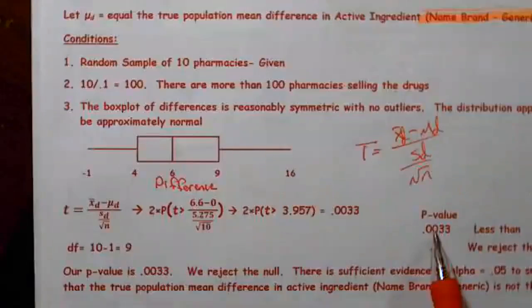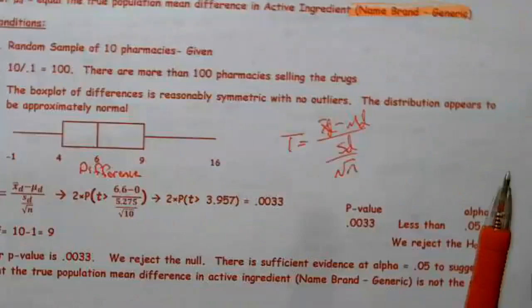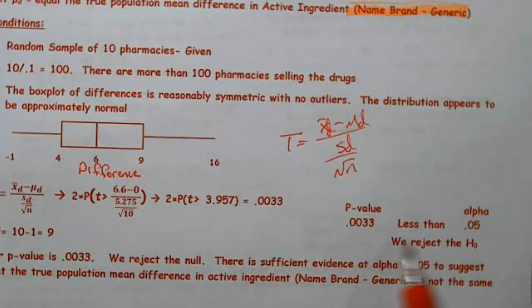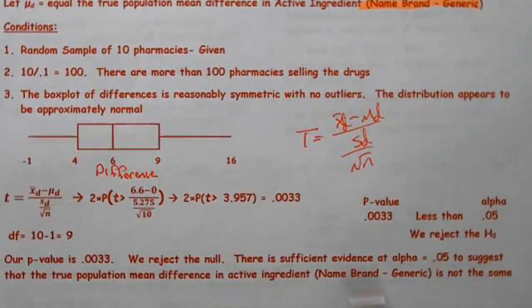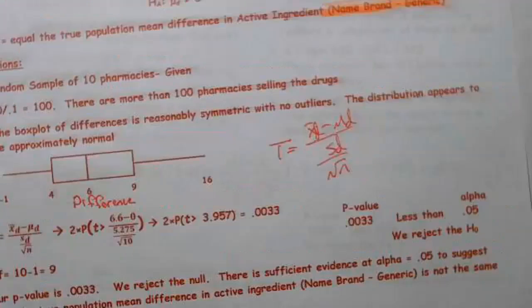Well, that's a pretty small p-value. And so with a p-value of 0.003, it's less than alpha, we're going to reject the null. So our p-value is 0.0033. We reject the null. There's sufficient evidence at alpha equal 0.05 to suggest that the true population mean difference in active ingredients, name brand minus generic, is not the same.